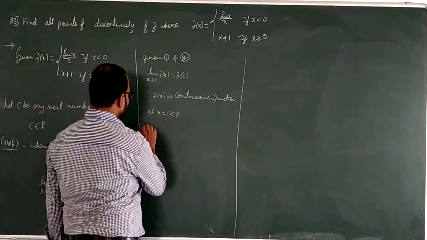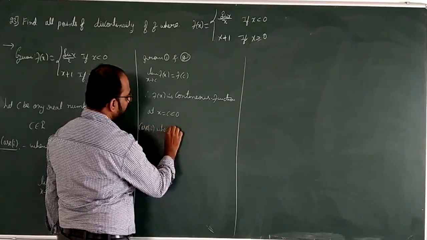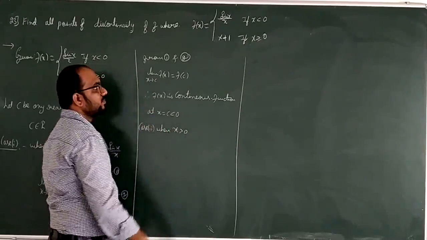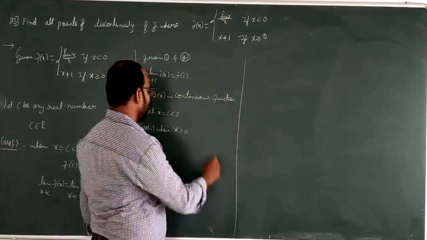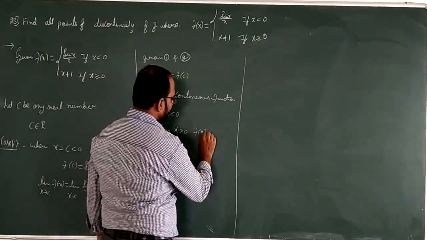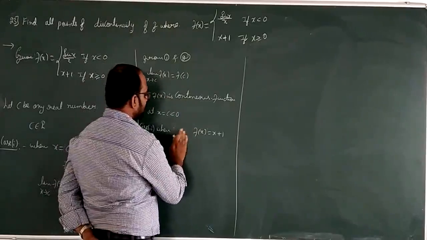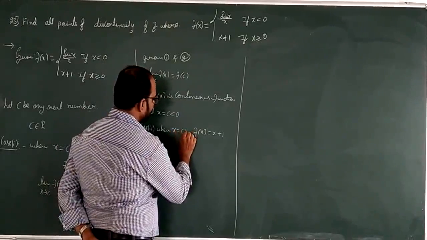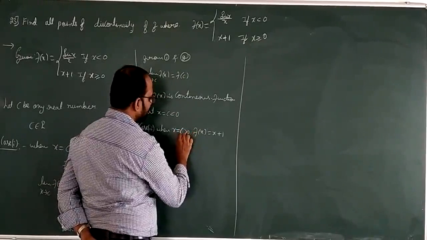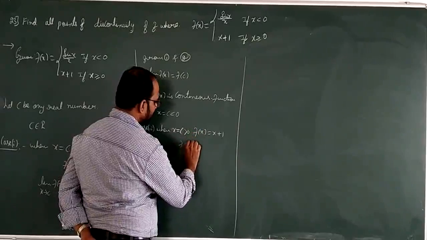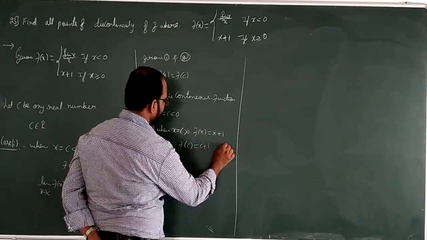Now case 2. When x is greater than 0, f of x becomes x plus 1. That is, when x is equal to c is greater than 0, then f of c is equal to c plus 1. This is called equation 3.